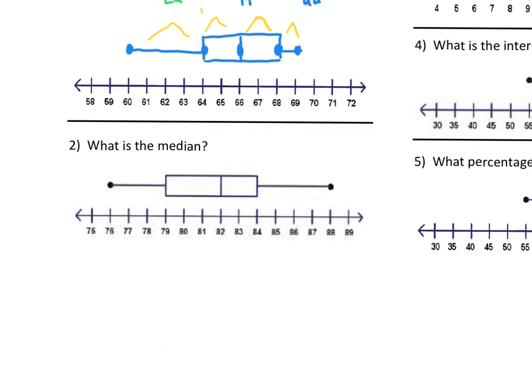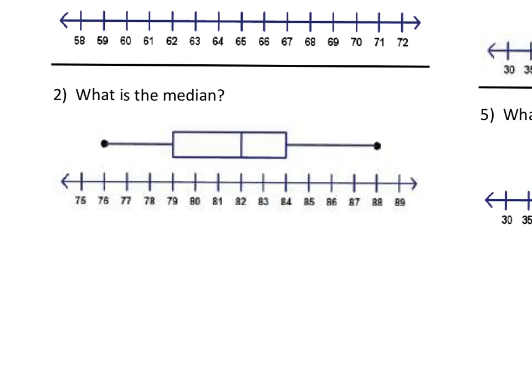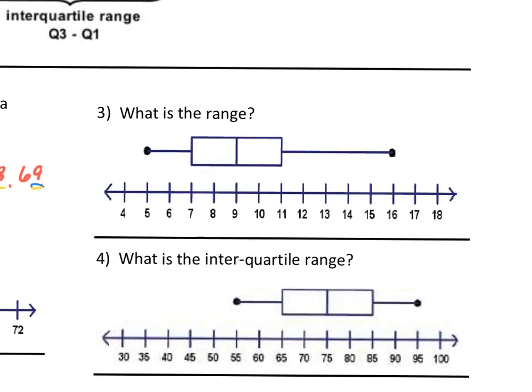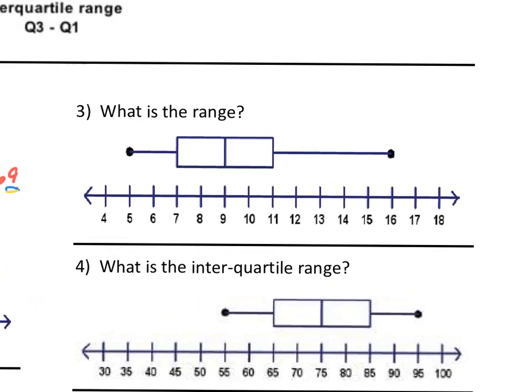Okay, so now let's look at number 2. From this box and whisker plot, it says, what is the median? Well, this is the minimum, right? This was the lower quartile. This was the median. This was the upper quartile, and this is the maximum. So what is the median? It's 82. So from that data, you should be able to pull information. Okay, number 3. What is the range? Can I find that from the data? Yes. What's my maximum? 16. What's my minimum? 5.